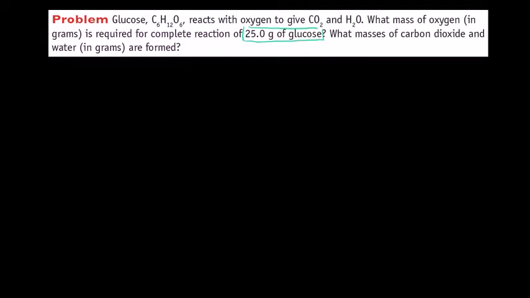So let's first just write the reaction. They're saying glucose reacts with oxygen to give carbon dioxide and water. So glucose, C6H12O6, reacts with oxygen, oxygen in its molecular form. There's two atoms there. To give, the products are carbon dioxide and water.